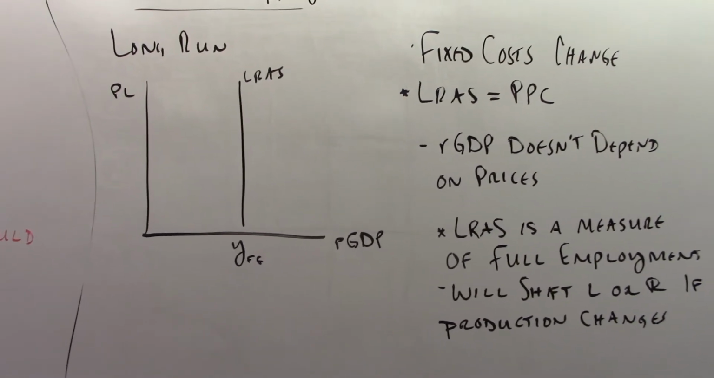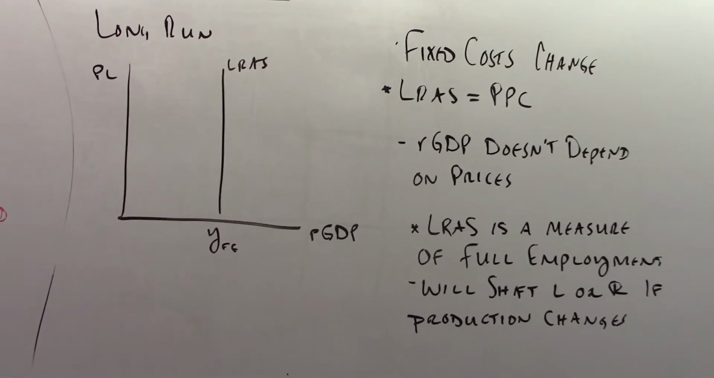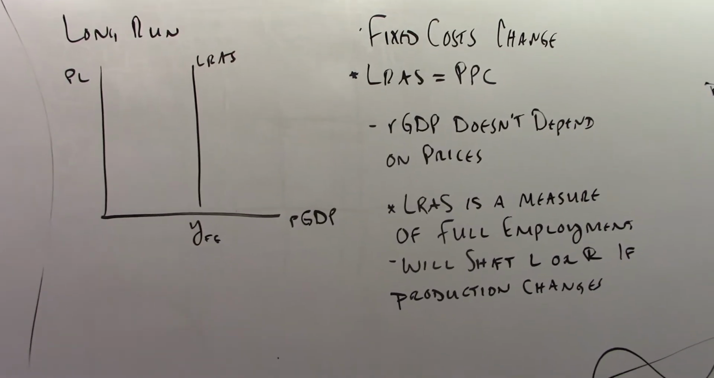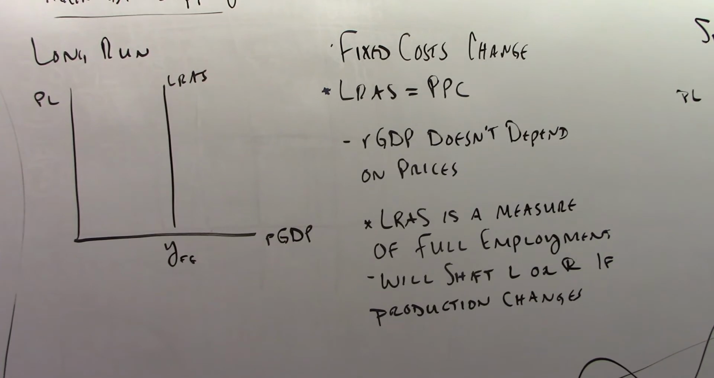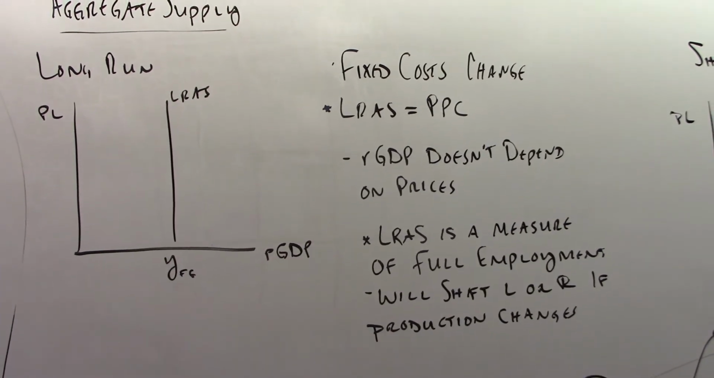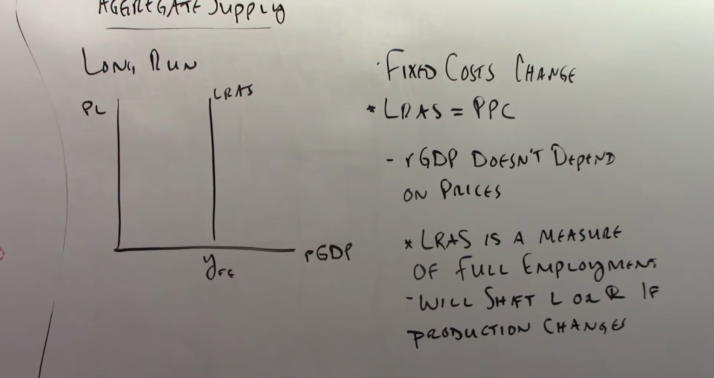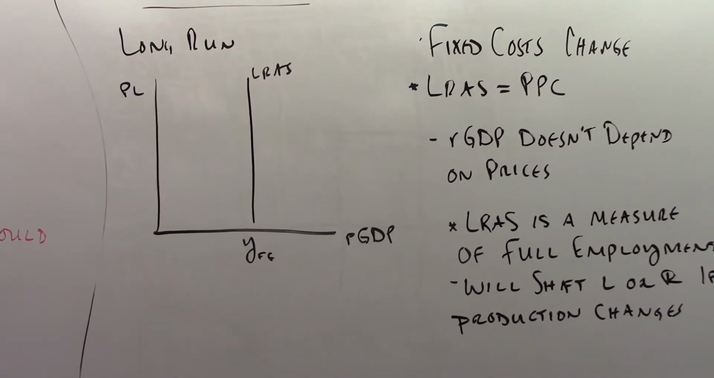So it's basically your PPC, your production possibilities curve. It will shift to the left or the right depending on production. So just like how a PPC will expand or contract with new technology or more efficiency, this will also shift to the left or to the right. Good? Good. Let's go over here.